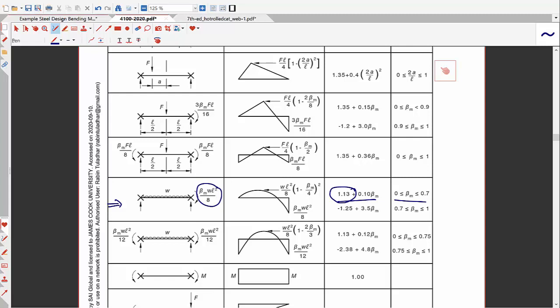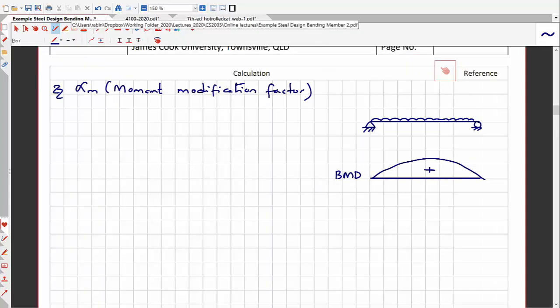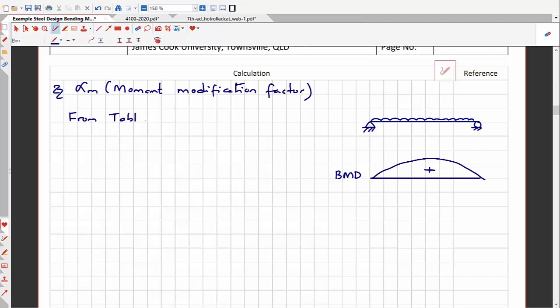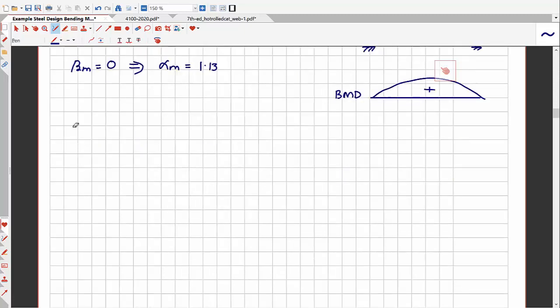So this is from table 5.6.1, and looking at the bending moment shape, we have beta M equals 0 because there is no end moment. So when we put beta M equals 0, we get alpha M equals 1.13. So we have alpha S and alpha M.